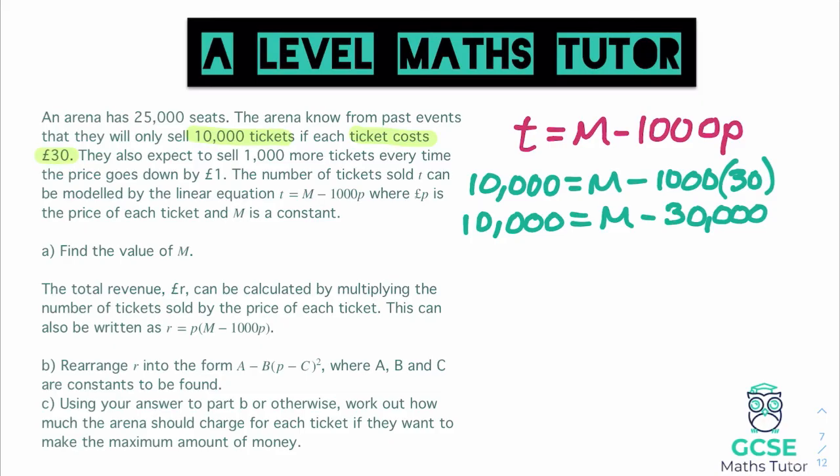So for part A, I'm going to write this over here so it stays on the screen. M is equal to 40,000. There we go. So we've got our value of M.